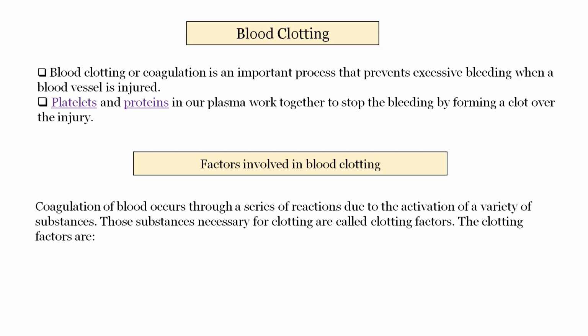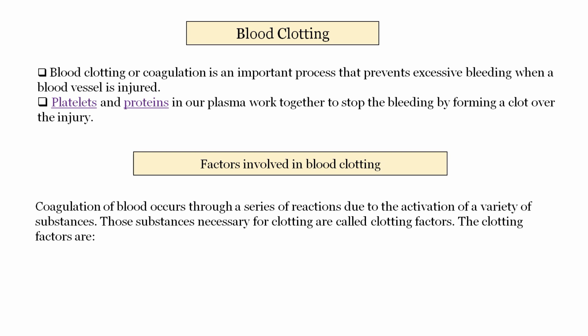Blood clotting or coagulation is an important process that prevents excessive bleeding when a blood vessel is injured. Platelets and proteins in our plasma work together to stop the bleeding by forming a clot over the injury. Factors involved in blood clotting. Coagulation of blood occurs through a series of reactions due to the activation of a variety of substances. Those substances necessary for clotting are called clotting factors.